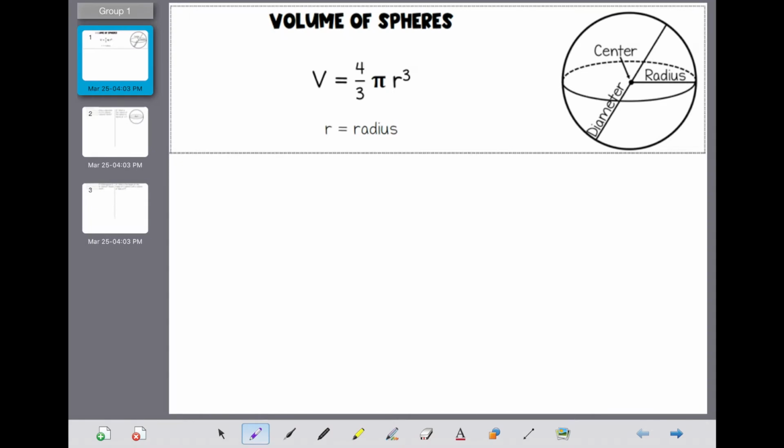In this lesson, we will be finding the volume of spheres. So our volume of a sphere formula is 4/3 pi r cubed, where r is the radius. When you're given a sphere, you might end up with a diameter, which would be this whole segment here. It's going directly across the sphere through the center, but what we need is the radius. So anytime you're given the diameter, remember to divide by 2 to find your radius.